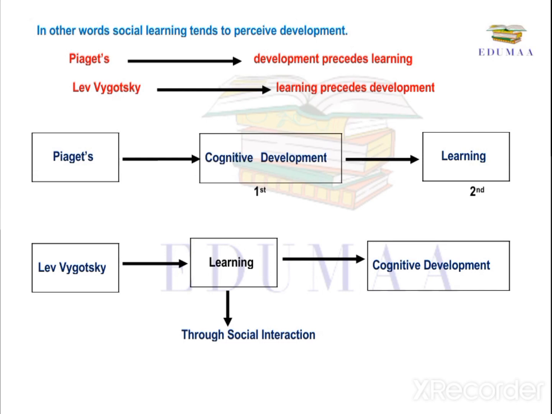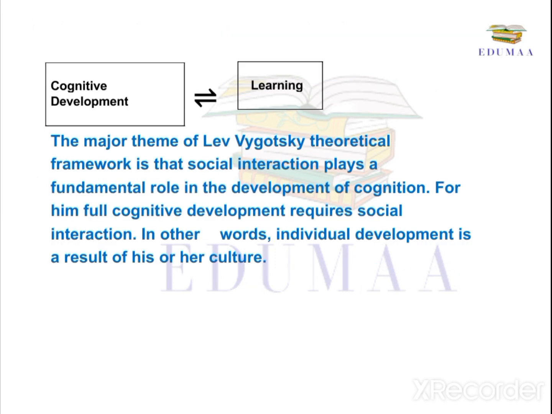Here you can see the diagram. Piaget said that firstly, cognitive development takes place, then learning comes after it. But according to Vygotsky, learning comes first, through social interaction, and after that cognitive development occurs. Cognitive development and learning, it is vice versa.